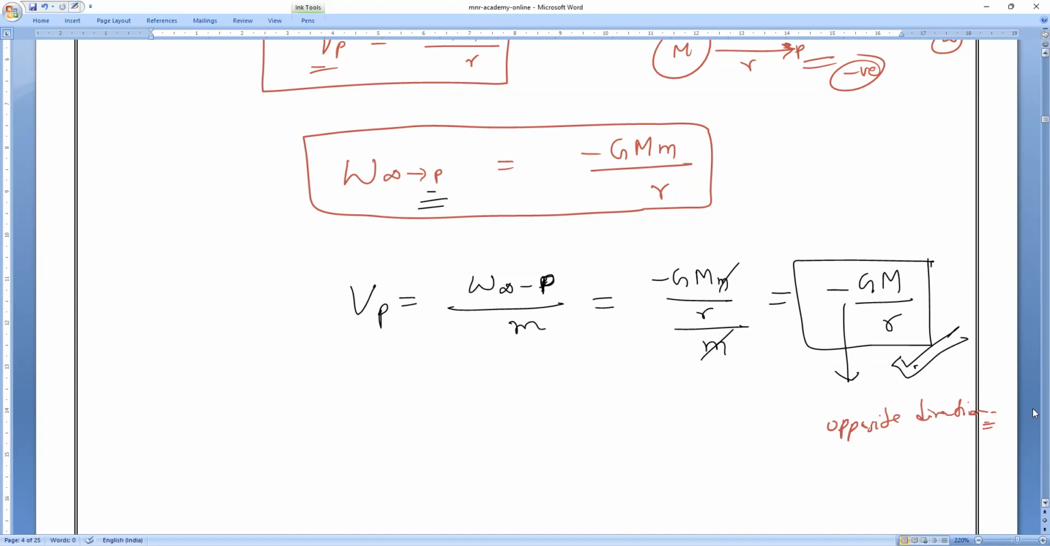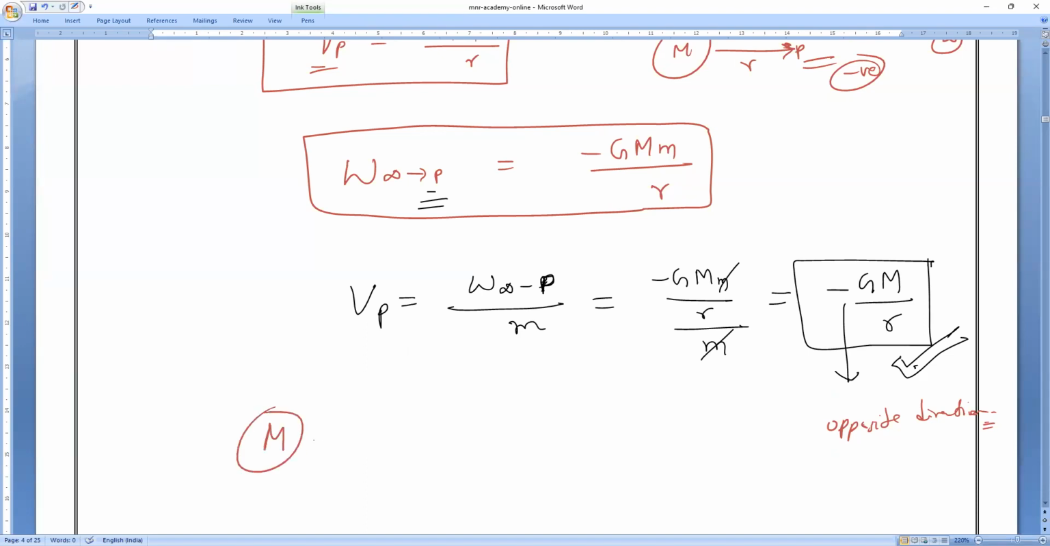Any doubt in this, you can ask me. So what is the potential difference formula finally, everybody? Please respond. Potential difference V_P is minus GM by R. Minus GM by R, that is the formula.